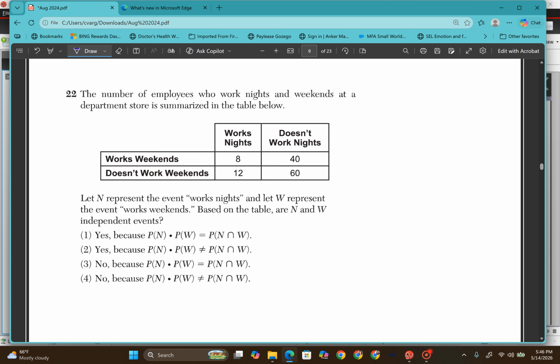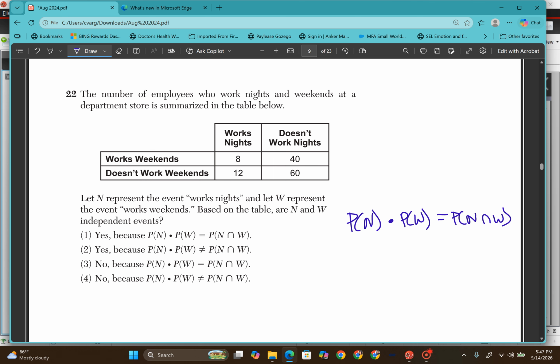So this one's asking you, based on the table, N and W are independent events. Let N represent da da da and W represent da da da. Based on the table, are they independent? Okay. So what do we know about independence? We know that when you have the probability of N times the probability of W, if they are independent, it is equal to the probability of N and W. That is the formula for independence. And that should be on your formula booklet, except with letters.